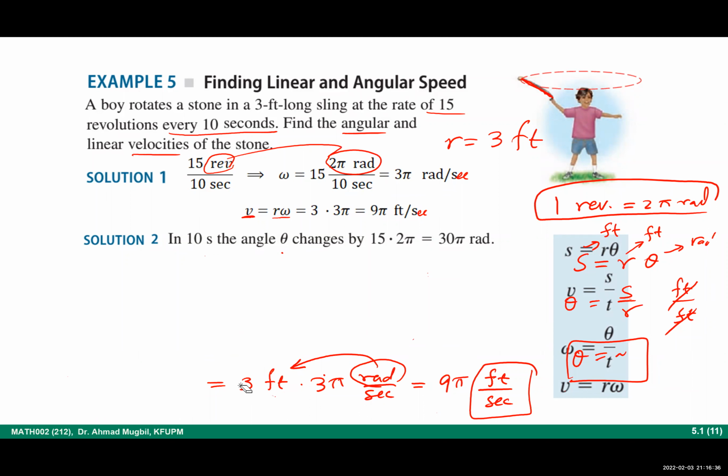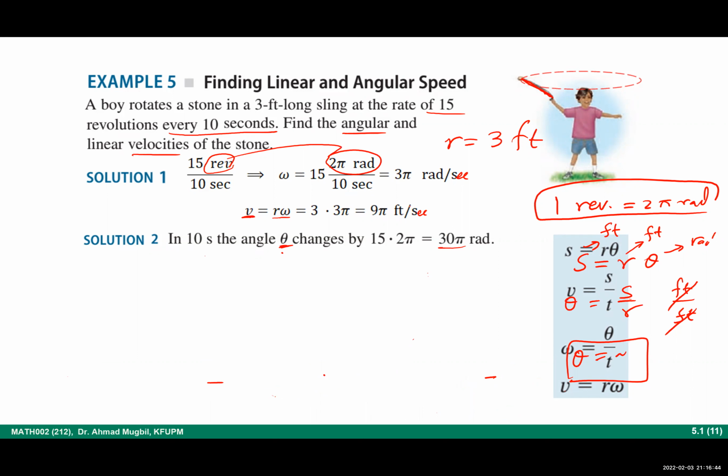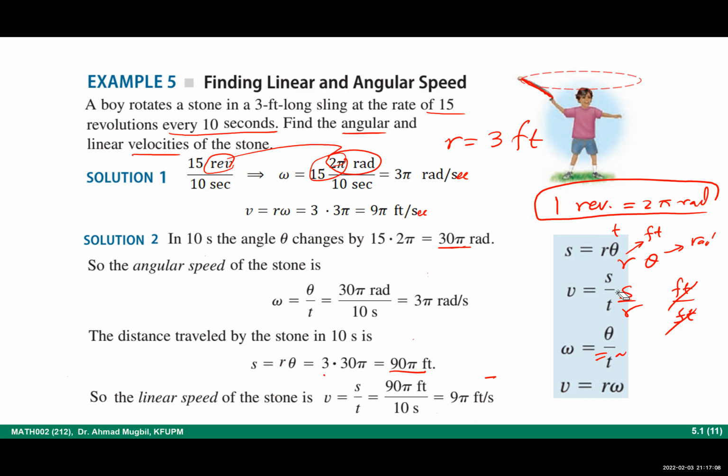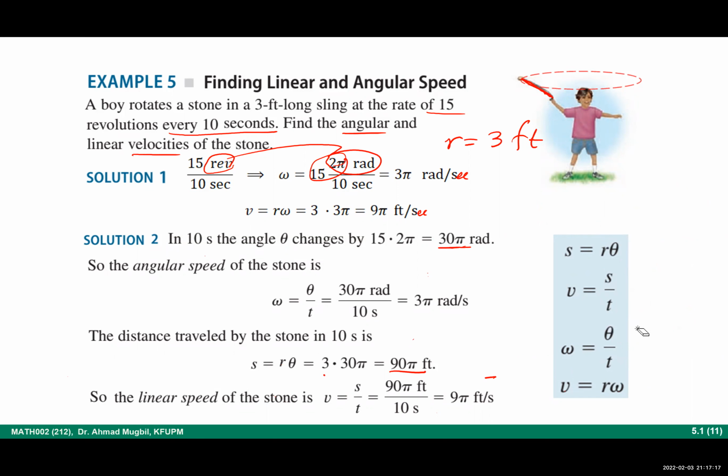Now the other way is to use theta, s, r and find everything. You need to find theta first. This is theta that was here, 2 pi multiplied by 15. Then omega will be theta over 2. To find nu, the linear speed, it is s over time. You need to find s. S is r theta, then divided by t, divided by 10. But I believe that solution number one is much, much better. Again, I'd like to emphasize these 4 formulas. You need to recall them, because they are your tools to deal with such problems.